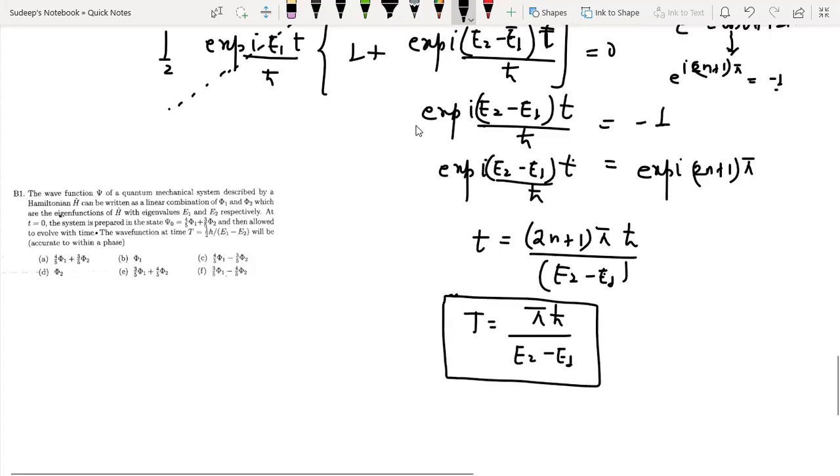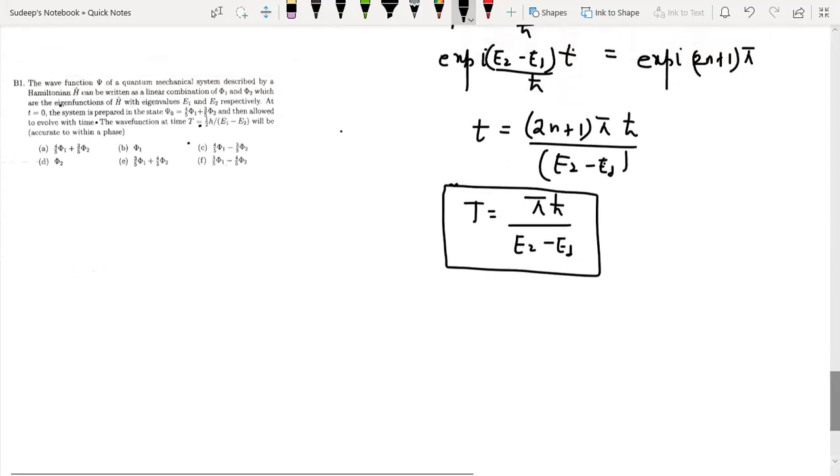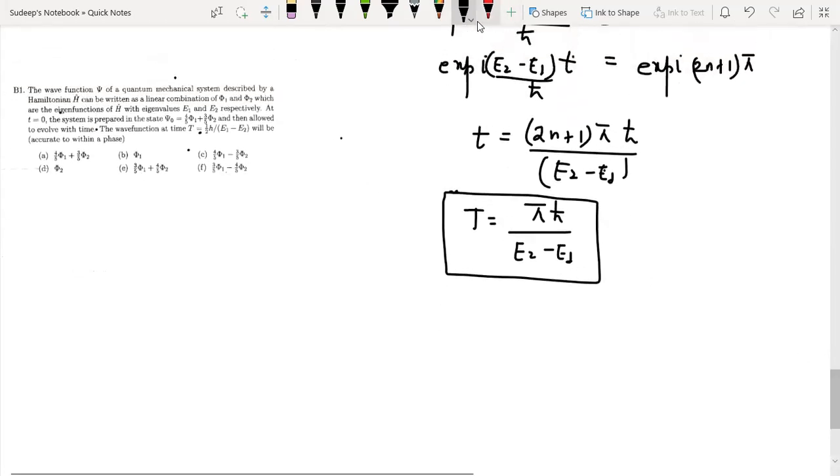Now let us do a problem from, I think, TIFR. This particular problem was asked in the TIFR exam. I'm going to do this problem, and this would be the last problem in this particular session. I hope I have not disappointed you.